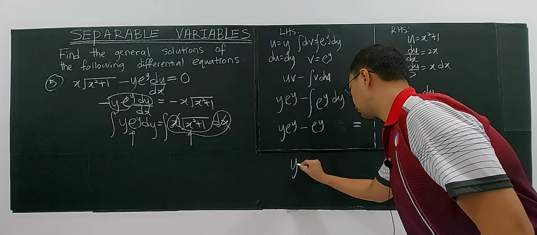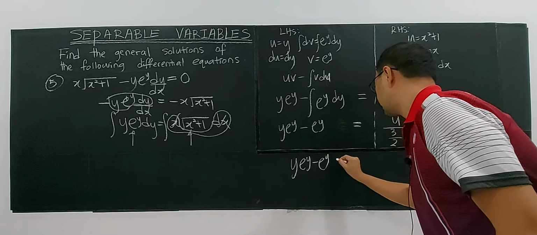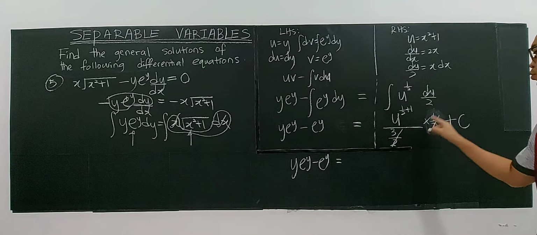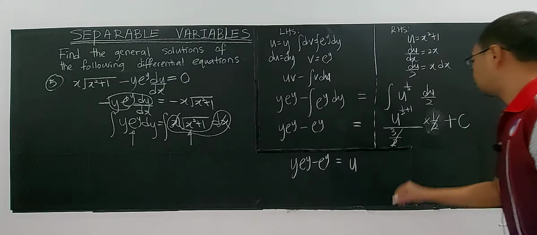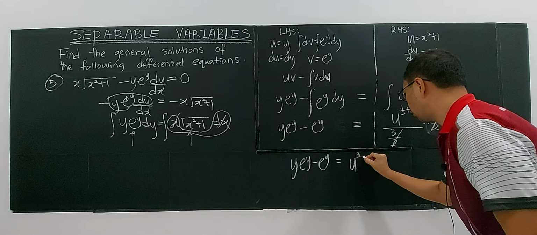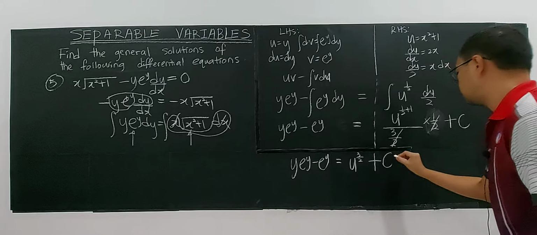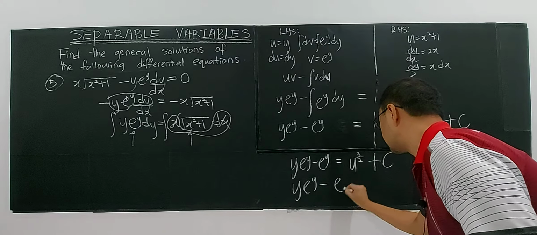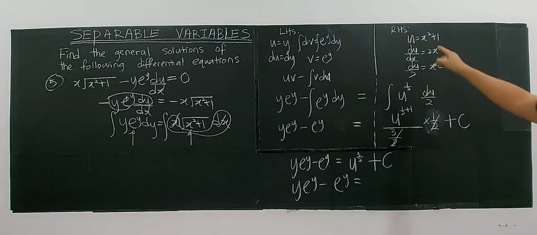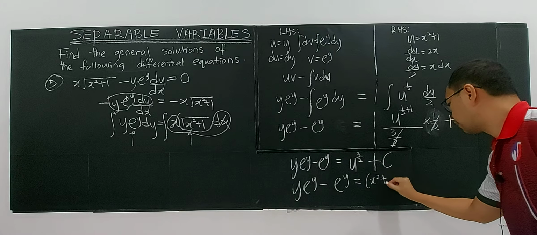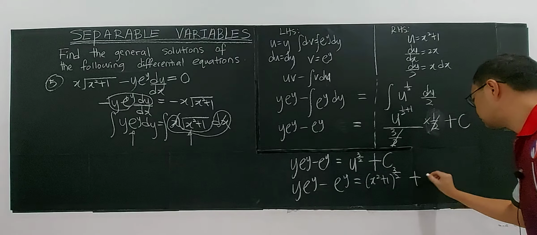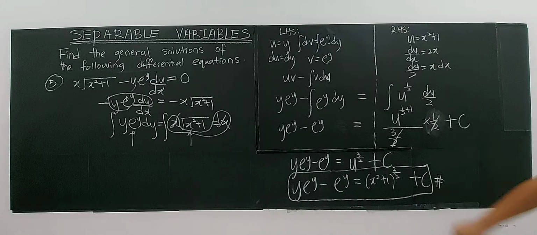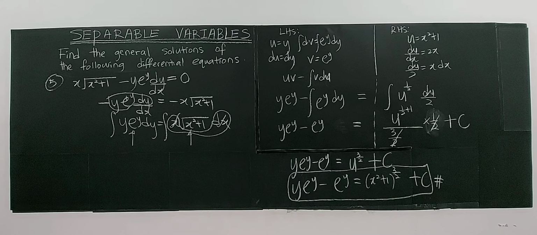So now we write y e^y minus e^y equals, for this, the 1 over 2 cancels off, and we have u to the power of 3 over 2, plus c, right? Rewriting, we have y e^y minus e^y equals (x squared plus 1) to the power 3 over 2, plus c. Alright, this is the solution for this differential equation. Let's move on to the last example.